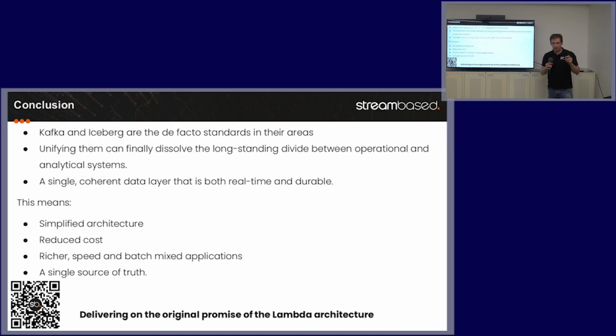So, nearly pub time, I promise. What have we achieved? Well, we've taken the two standards. If you're going to be working with real time, you're going to be working with Kafka. If you're going to be working with large volume analytical data, you're going to be working with Iceberg. We've unified them together so that they use a single source of truth for data. They use no duplicate copies, and they unify the governance between them. And we created a layer that's both real-time and durable. It's simple, it's cheap, you get the richer speed and batch applications, and the single source of truth. In other words, we've delivered on the original promise that Nathan Marz tried to deliver so long ago.